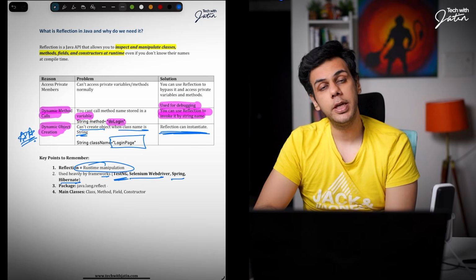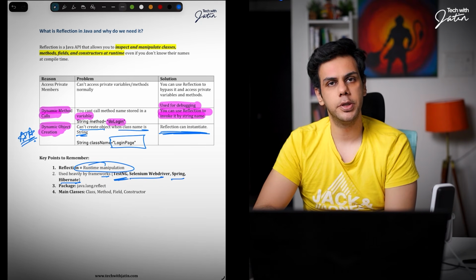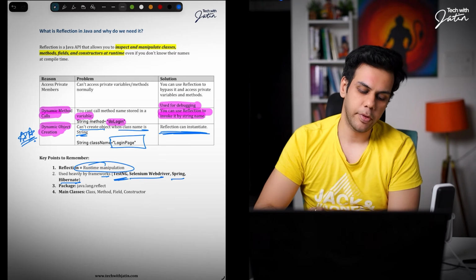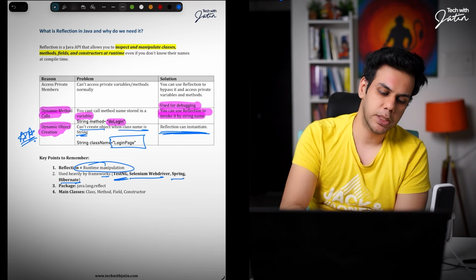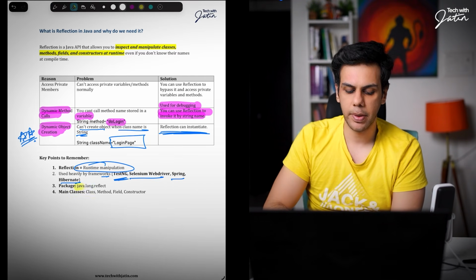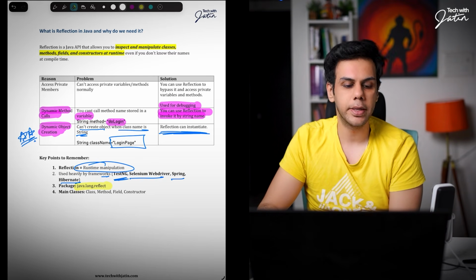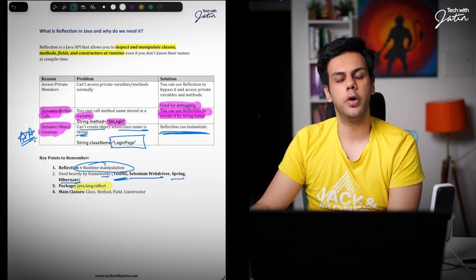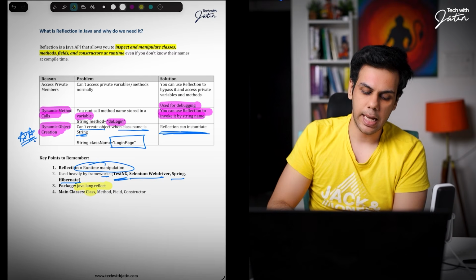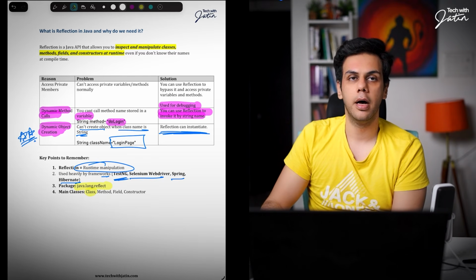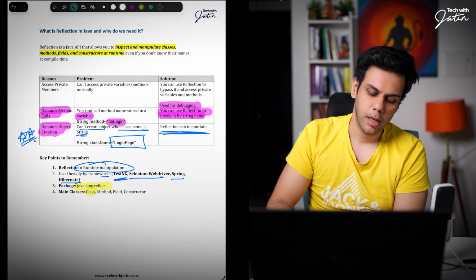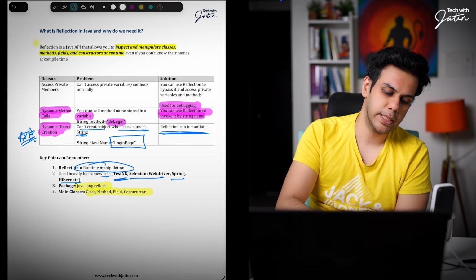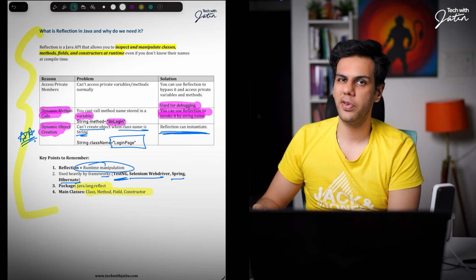Okay. So in Page Factory, it uses the concept of reflection. Spring and Hibernate also use reflection. It's good for you to remember that the package name is going to be java.lang.reflect. And the main classes from reflection are Class, for your class reference, Method, Field, and Constructor. So this is basically the whole theory of reflection.